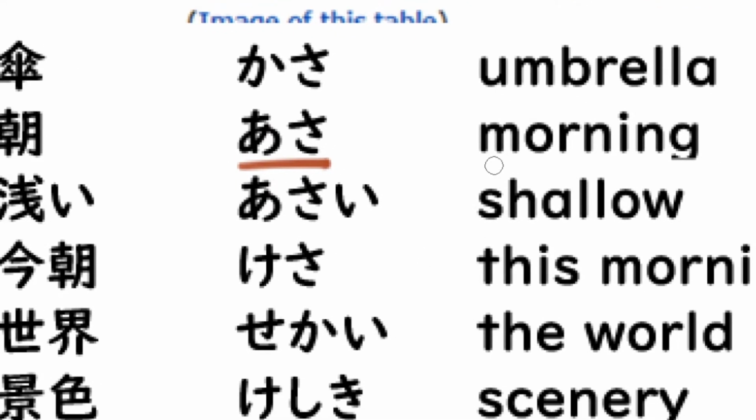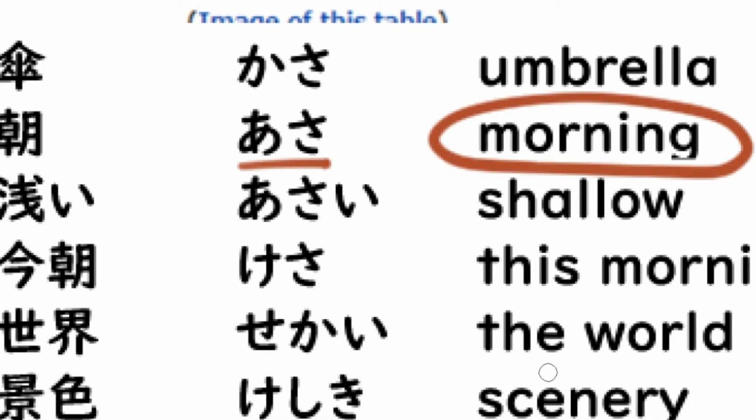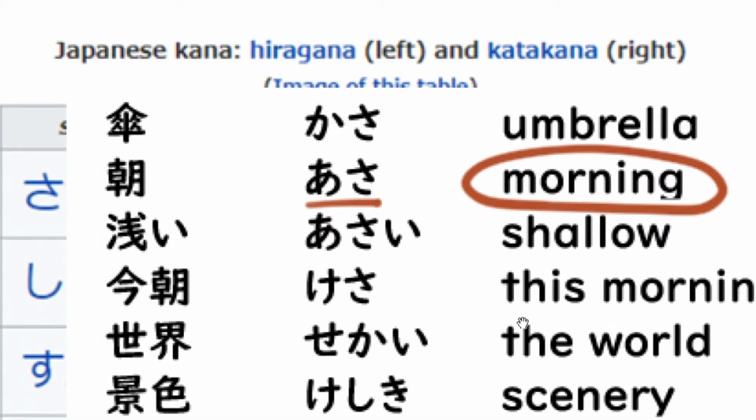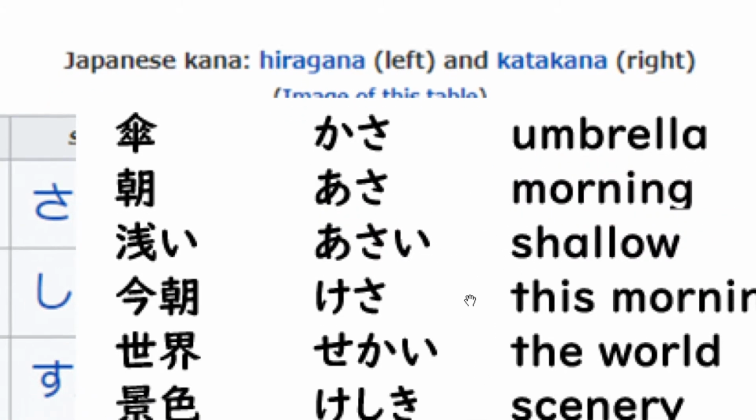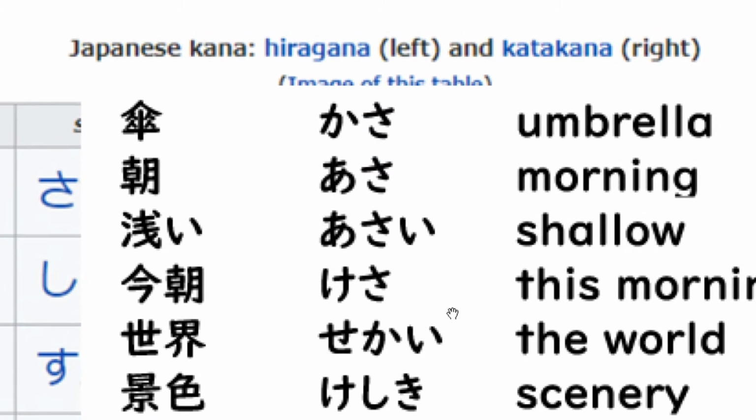Asa, which means morning. So obviously that's a word that's going to come up a lot. I can't think of an example right now of using it in a sentence, but you'll hear that a lot. Next we have, well, you can say things like asagohan, which is breakfast. Because gohan means rice, but it also means meal. So asa meal, asagohan equals breakfast.